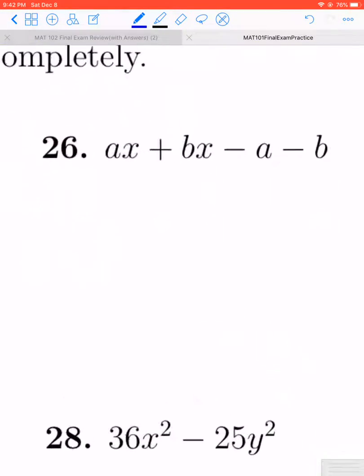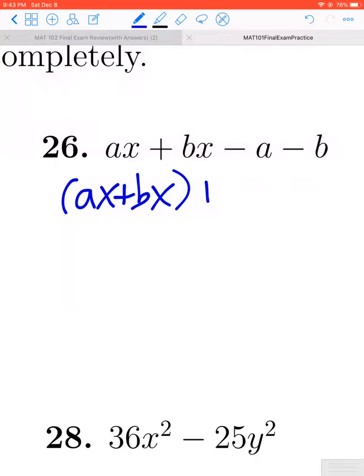Take a look at 26. Here it looks like there might be a GCF, but there's really nothing common to all 4 of those other than 1. But because we do have 4 terms, the method we want to employ is factor by grouping. To do that, I group the first 2 terms together, and I also group the last 2 terms together.